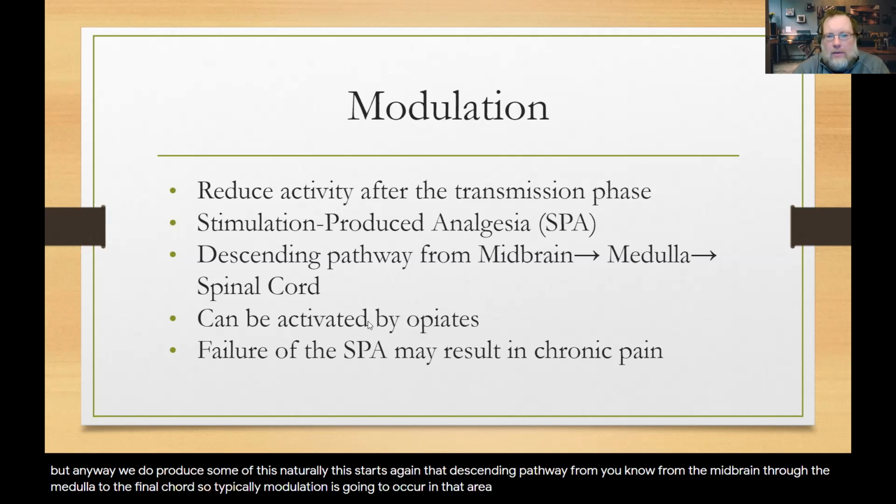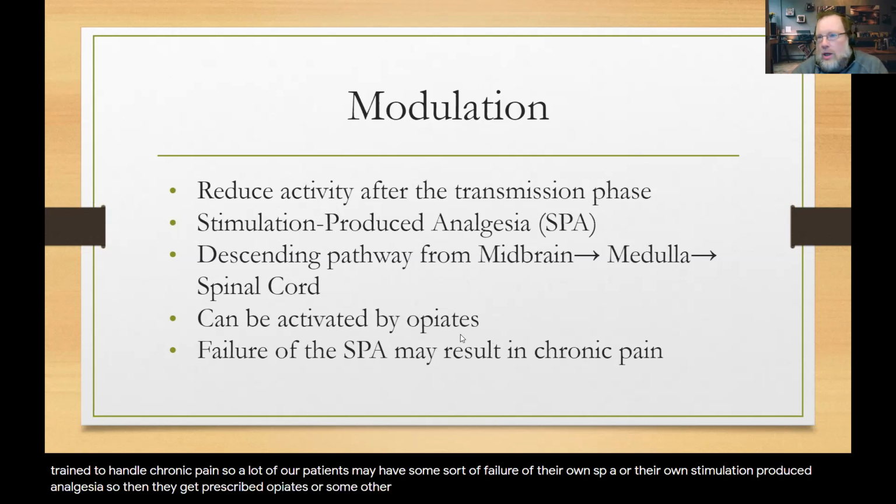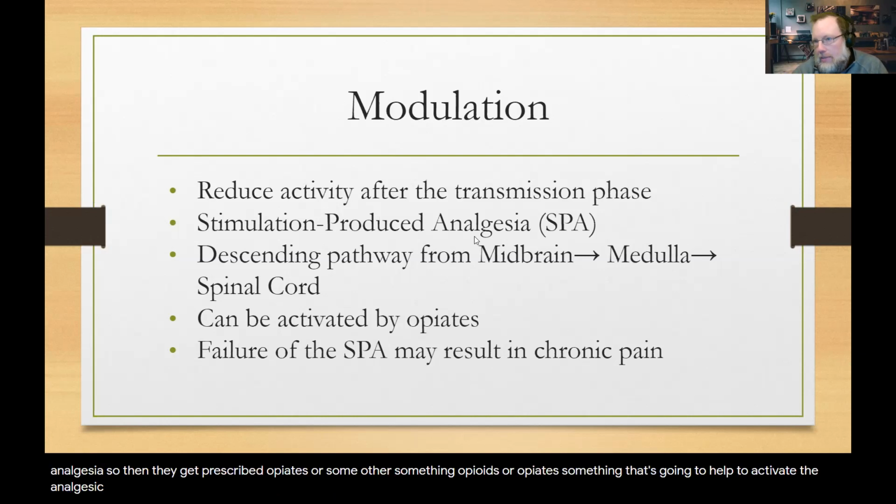One of the big issues that we have is trying to handle chronic pain. A lot of our patients may have some sort of failure of their own SPA, or their own stimulation-produced analgesia. So then they get prescribed opiates or some other opioids, something that's going to help activate the analgesic pathway.